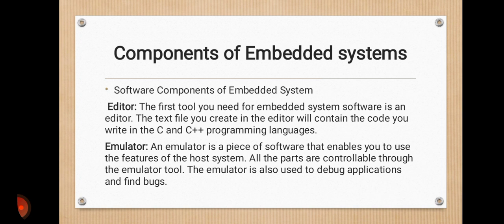First one is the editor, where we write a program for the particular hardware. Next one is an emulator. An emulator is a piece of software that enables you to use the features of the host system, all of which are controllable through the emulator tool. The emulator is also used to debug applications and find bugs.